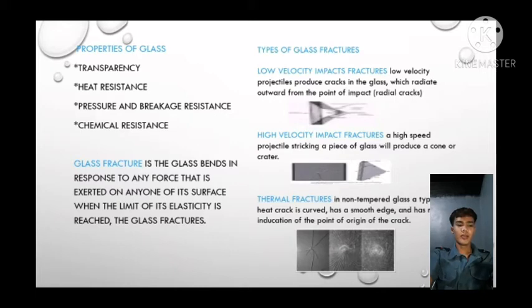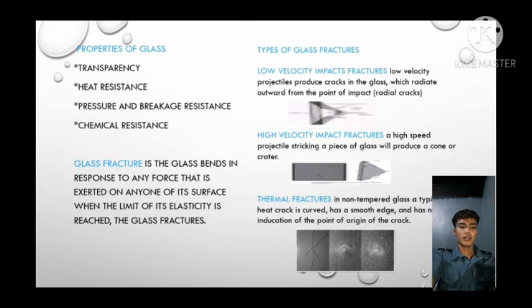Low velocity impact fractures. Low velocity projectiles produce cracks in the glass, which radiate outward from the point of impact. The high velocity impact fracture: a high speed projectile striking a piece of glass will produce a cone or crater. Thermal fractures: in non-tempered glass, a typical heat crack is curved, has a smooth edge, and has no indication of the point of origin of the cracks.